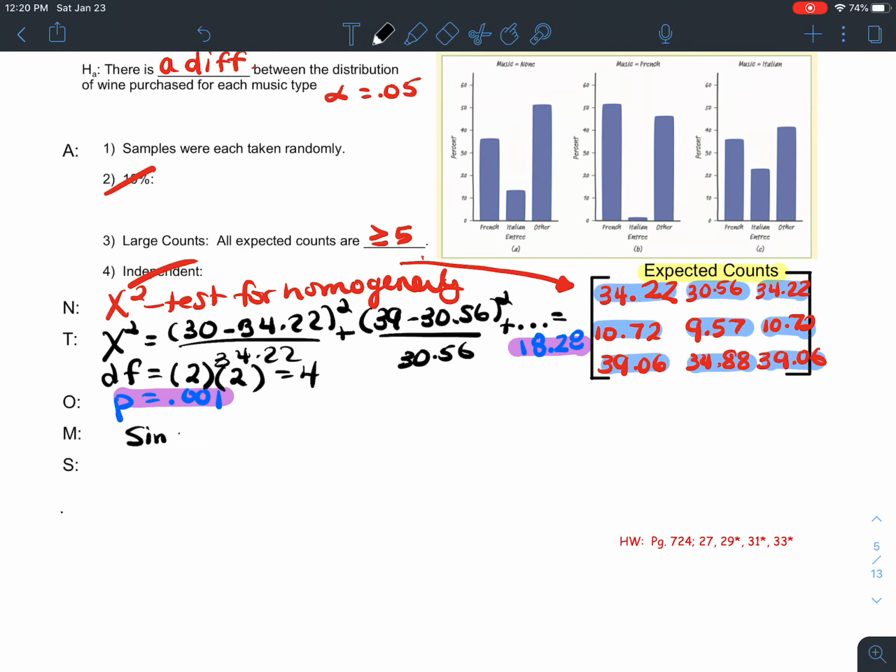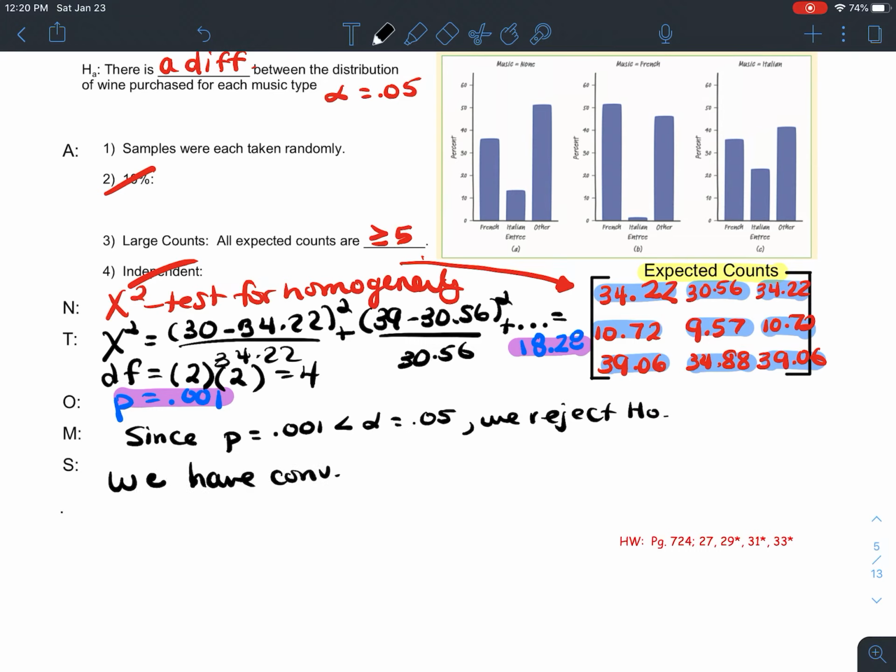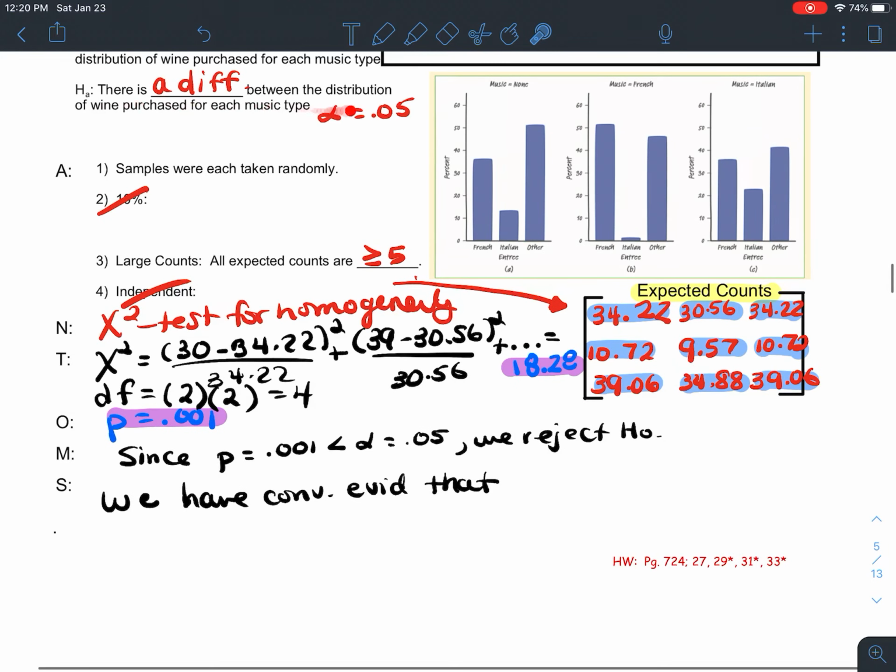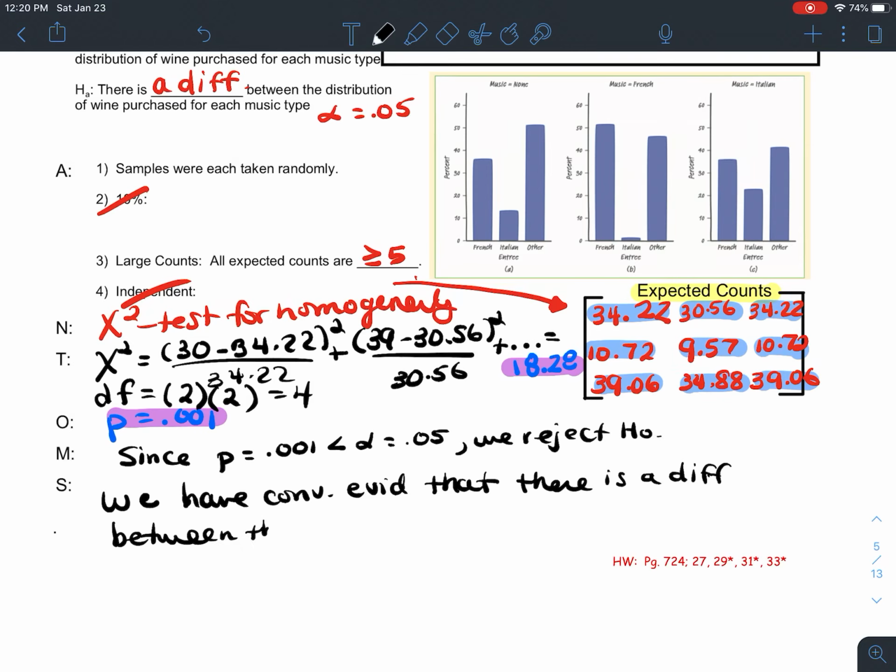So we should know what these conclusions are at this point. Since that p-value is very small compared to the alpha level, on this one we are going to reject the null hypothesis and say that we have convincing evidence that, and we're stating our alternative hypothesis, you can see that right up here, there is a difference between the distribution of wine purchased for each type of music.